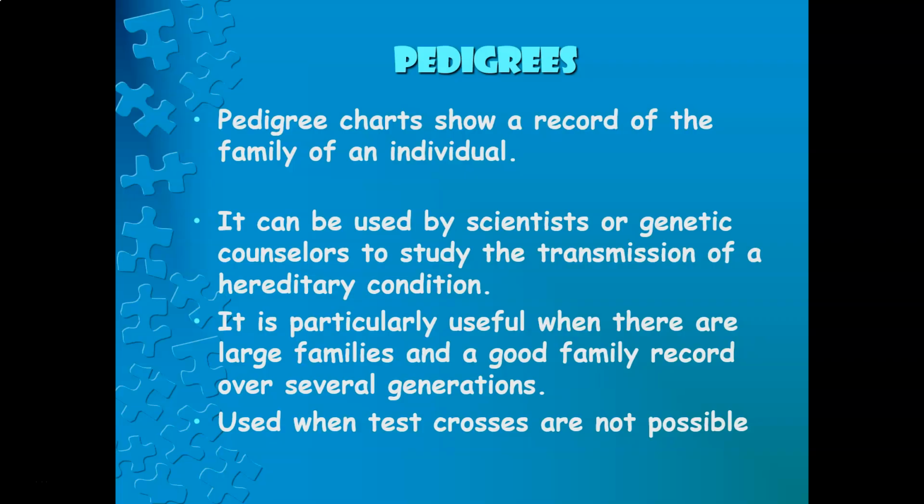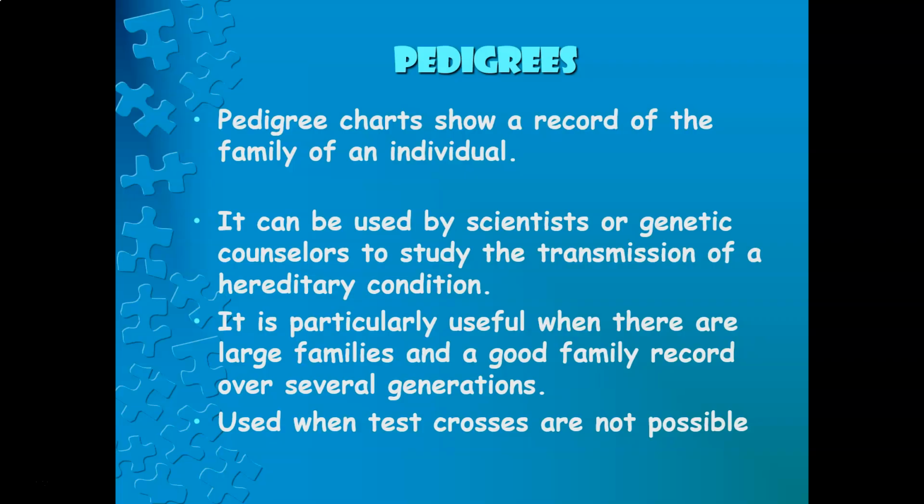So, a pedigree is much like a family tree, but we're using them in terms of genetic characteristics and using them to study the way those traits get passed from one generation to the next. So, these are particularly useful to scientists or genetic counselors who are trying to understand the way a trait gets passed on from parent to offspring. And they're great tools, but they've got some serious limitations.